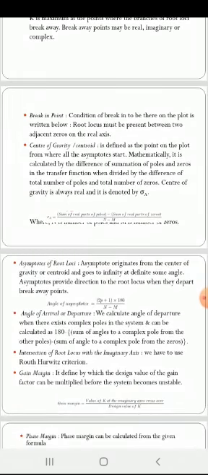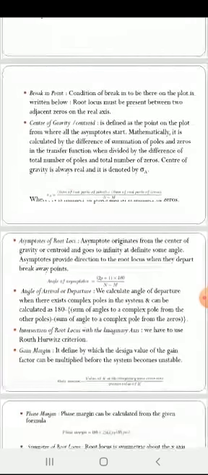Another term is angle of arrival and departure. We calculate the angle of departure when there exists a complex pole in the system, and it can be calculated as 180 minus the sum of angles to the complex pole from the other poles, minus the sum of angles to the complex pole from the zeros. Another term is intersection of root locus with an imaginary axis. We have to use the Routh-Hurwitz criterion.